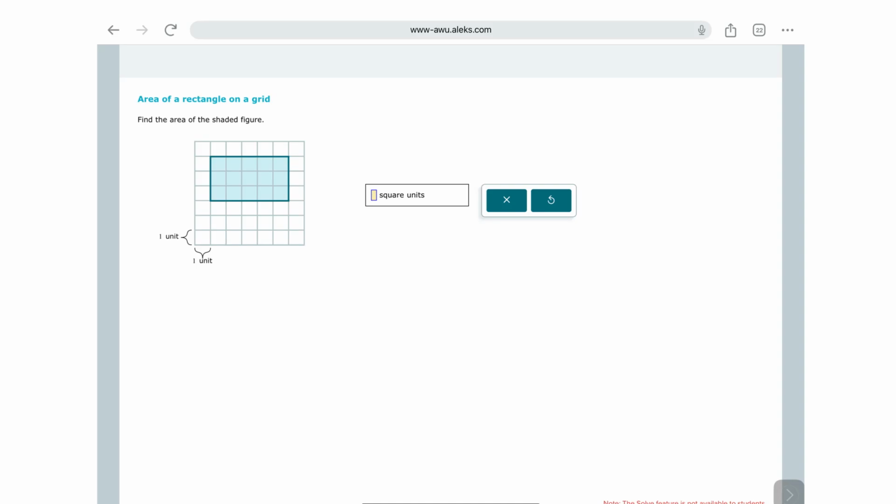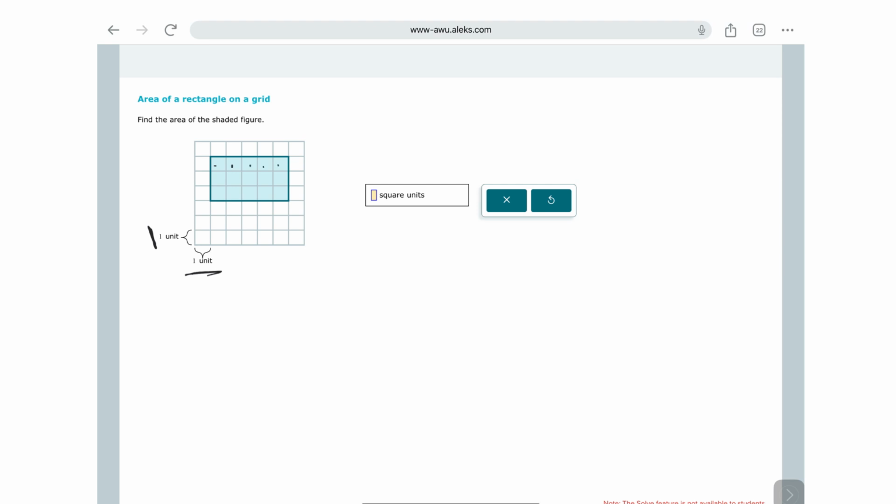Okay, so for the next topic in Unit 2, we have the area of a rectangle on a grid. So when you're finding the area, it shows you right here that 1 unit by 1 unit is what a square is. And it could be centimeters, it could be inches, it could be whatever measurement it is. But when you have a square, all of the sides are equal. So you could count each one.